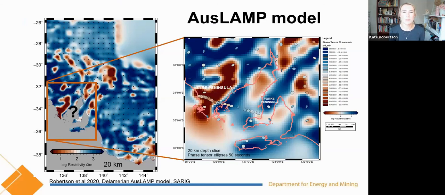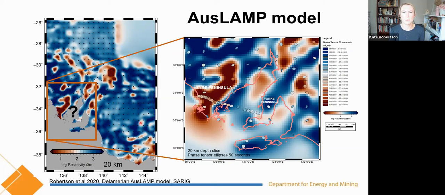So we did the work in the Spencer Gulf. For those who aren't familiar with where that is, this is South Australia and into New South Wales, Victoria. We've got Adelaide around here. We've got the York Peninsula here, the Eyre Peninsula here, and this gulf in the middle is the Spencer Gulf. And if we look at the model in the background, this is the AuSLAMP model.